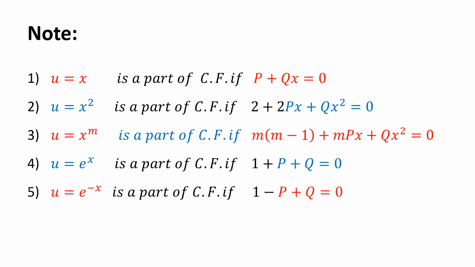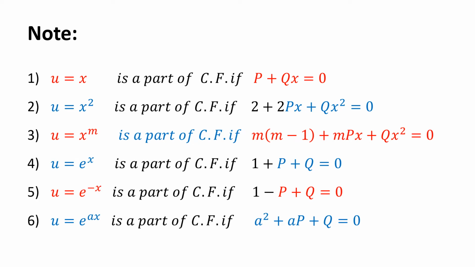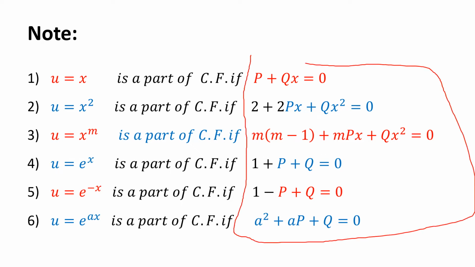u is equal to e power minus x is a part of the complementary function if 1 minus p plus q is equal to 0. u is equal to e power ax is a part of the complementary function if a square plus ap plus q is equal to 0. So you can observe these conditions, and here the value of r is not used. Therefore, to find a part of the complementary function, that is to find the value of u, values of p and q are required.